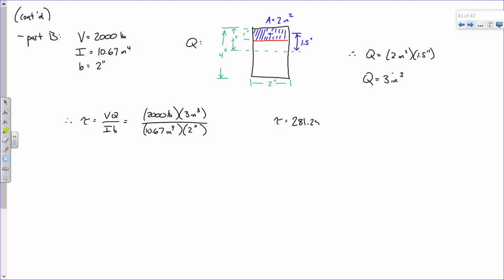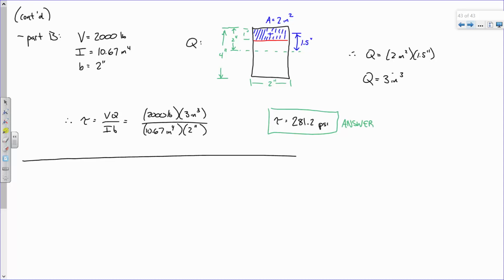0.25, something like that? 0.16. How about this? 0.2. And then that's PSI. All right. Is everybody okay with this? Any questions?